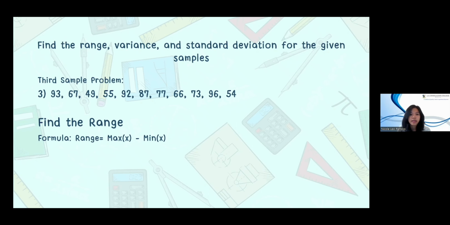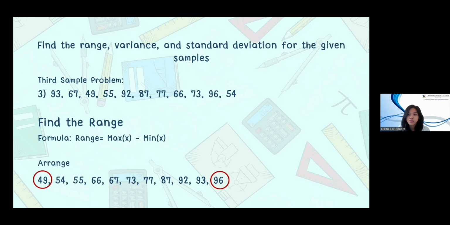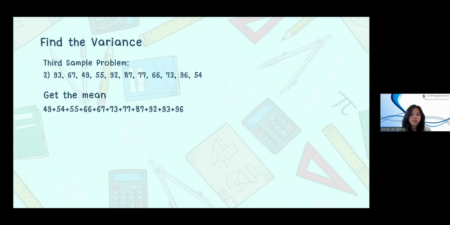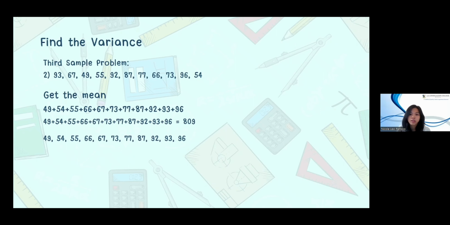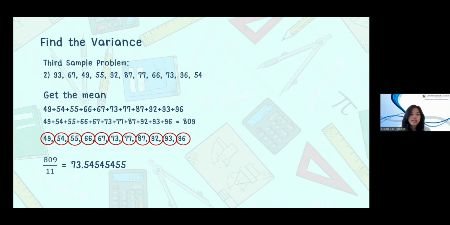Again, we will need to find the range. So arrange them in ascending order. So 96 minus 49 is equal to 47, which would be the range. How to find the variance? Again, we would need to find the mean. We need to find the sum of all values, which would be 809. Then divide it by the quantity of values. So 1, 2, 3, 4, 5, 6, 7, 8, 9, 10, 11. So 809 divided by 11 is 70.54545455, which would be our mean.